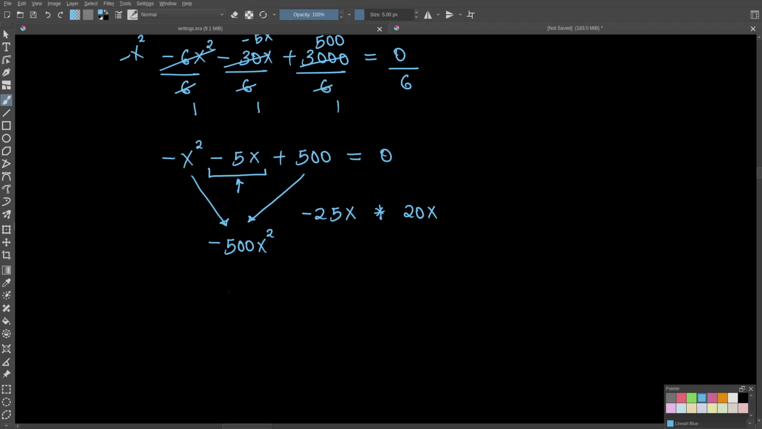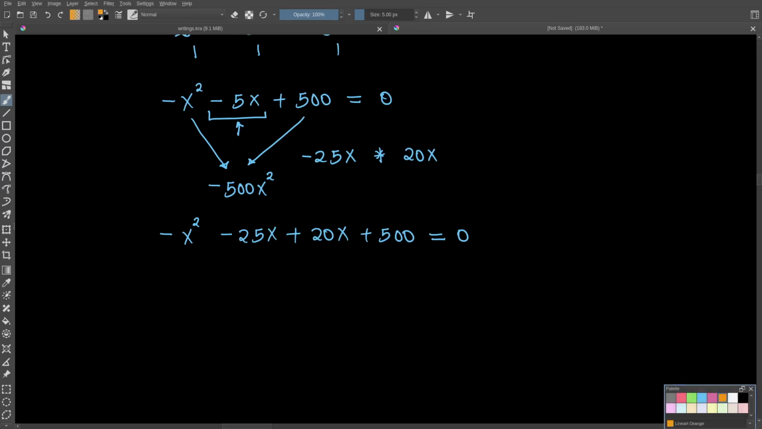So our middle term now becomes negative 25x plus 20x, and then at the start we have this negative x squared, and to the right we have plus 500, and all this is equal to 0.